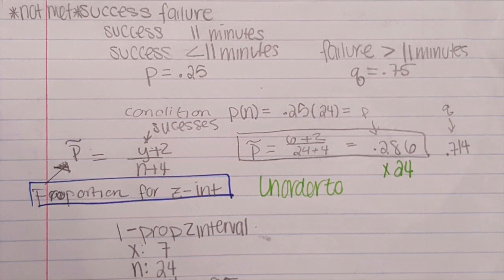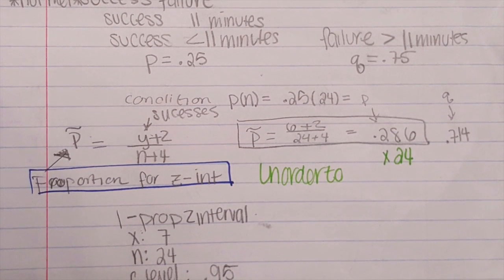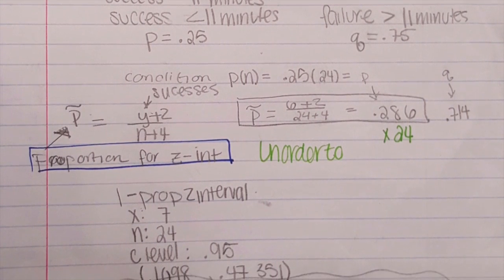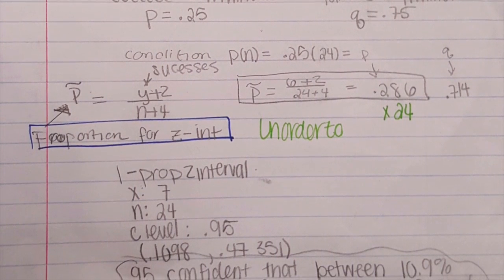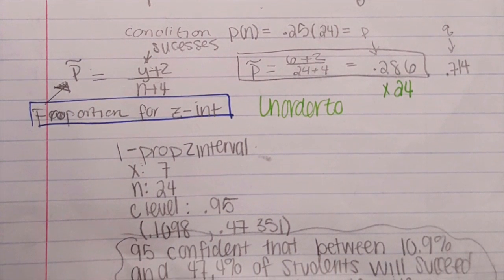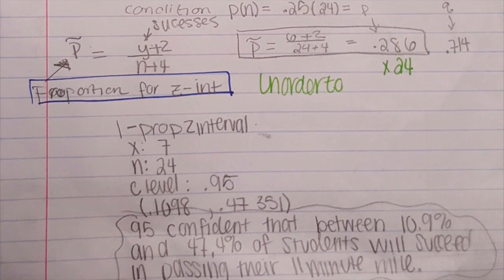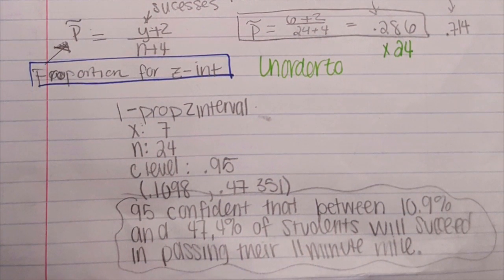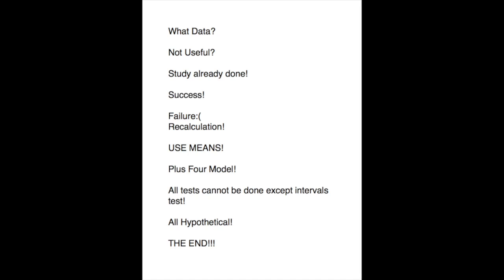For the interval portion of our project, we were forced to do a 1 proportion z interval because we lacked the true mean for our data. Before we could perform the interval calculations, we had to meet all of the conditions required. We met all of the conditions except for the success-failure condition, which we bypassed by using the +4 model to get our p-squiggle. After plugging all of the essential things into the calculator, we found out that we are 95% confident that between 10.9% and 47.4% of the students will succeed in passing their 11-minute mile.